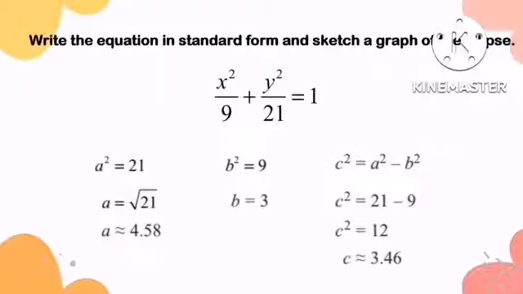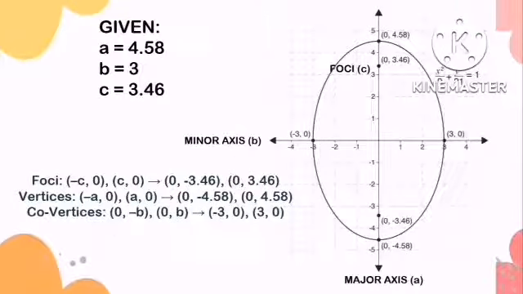Let's proceed to finding our C by using this equation: C squared is equal to A squared minus B squared. Let's substitute 21 for A squared and 9 for B squared. 21 minus 9 is equal to 12. To find C, let's take the square root of 12. So our C would be 3.46. Now that we already found those three values, let's proceed to plotting our graph.